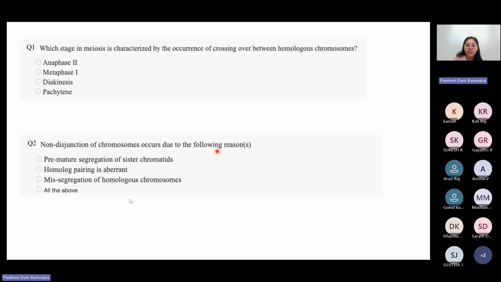Okay, and the last questions from previous assignments. Which stage in meiosis is characterized by the occurrence of crossing over between homologous chromosomes, and non-disjunction of chromosomes occurs due to which reason, which we have already discussed so far. So it should be easy.